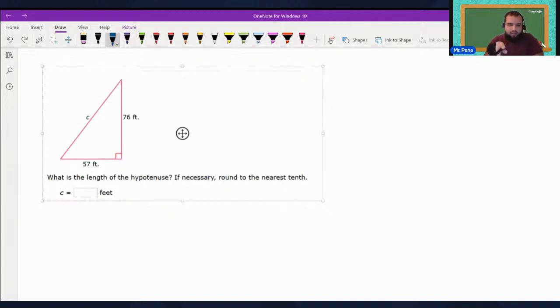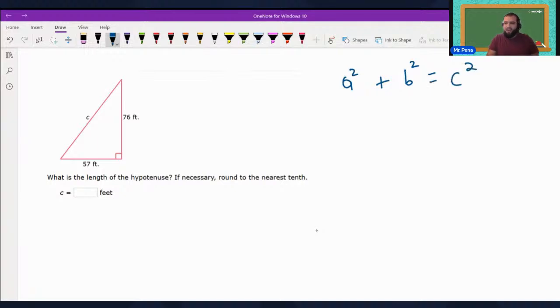Now, what is the length of the hypotenuse? If necessary, round to the nearest tenth. This is going to get a little redundant, right? We have to write it every single time so that when we go to the test, we don't forget. We're human. We forget things. A squared. Remember, this is the hypotenuse.